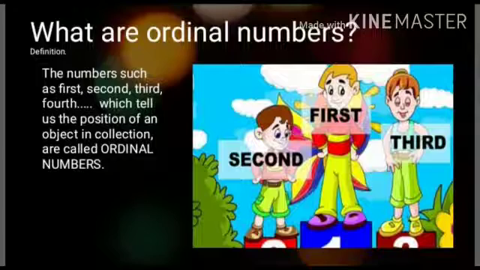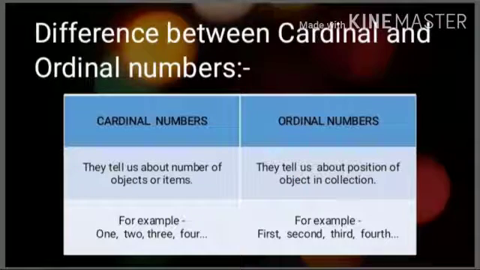Let us differentiate between cardinal and ordinal numbers. As you can see, cardinal numbers tell us the number of objects or items. If there is a group of items and you have to tell the total number of items, or the counting of the items, then the counting which we use is known as cardinal numbers. For example, there is a group of 4 boys, so I'll say 4 boys are standing. So this 4 is a cardinal number.